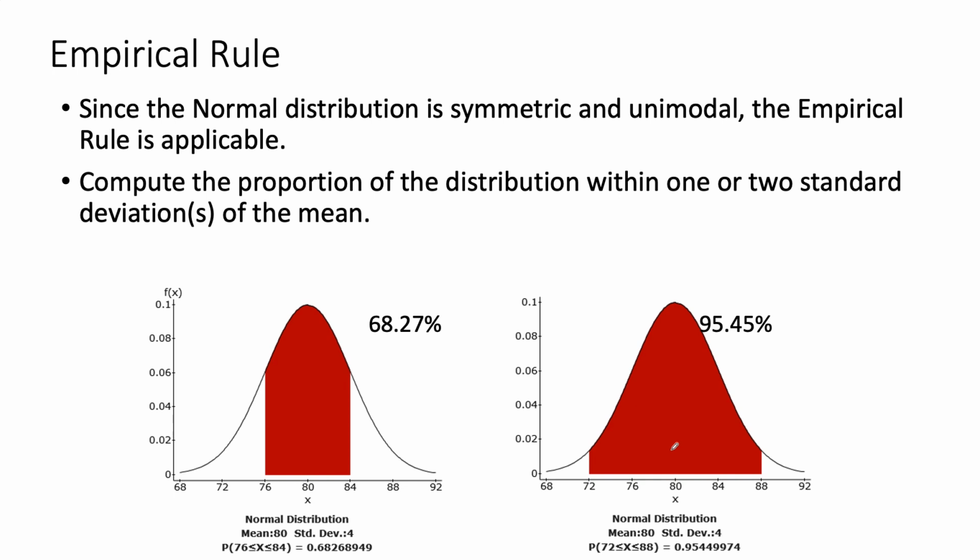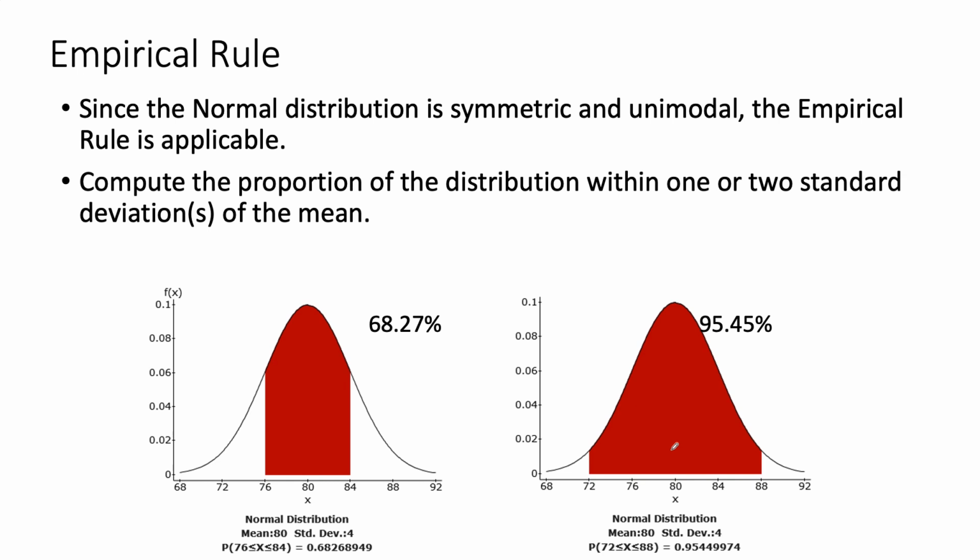Normal distributions are symmetric and unimodal, so the empirical rule that we saw earlier this semester applies to normal distributions. Now remember, the empirical rule said that if you go 1 standard deviation on either side of the mean, that contains 68% of your data. If you go 2 standard deviations on either side of the mean, that will contain approximately 95% of your data. And if you go 3 standard deviations on either side of the mean, that interval contains almost all of your data. If you don't remember the empirical rule, I suggest that you go back and look at your notes from earlier this semester to remind yourself.